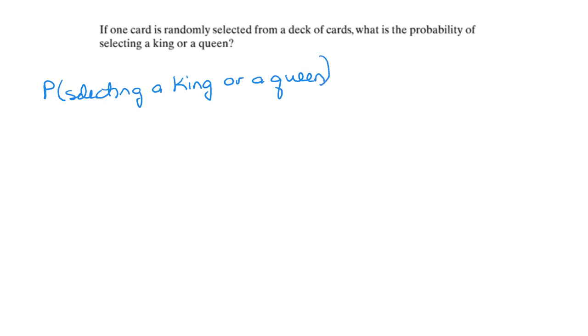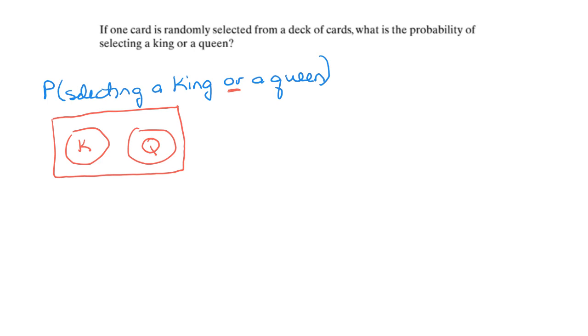When you see that word "or," we need to ask, is this mutually exclusive? What you're asking yourself is, can you select one card, and can that one card be a king and a queen at the same time? Well, no, because we have kings here and all our queens over here, and these are considered mutually exclusive. You can't be both at the same time.